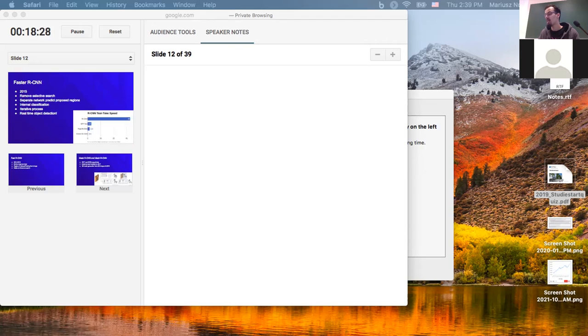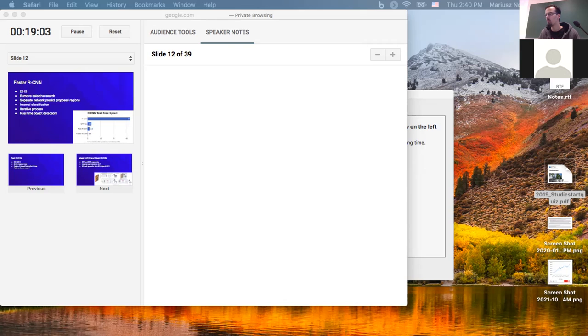This is what I'm saying. They came out very rapidly compared to each other. Faster RCNN removes selective search. I should have written down what that was. Now they actually have a separate network that predicts proposed regions and does internal classification. It is an iterative process, but even so, it is now actually possible to do real-time object detection. It is down to 0.2 seconds, compared to 49 seconds three years earlier.